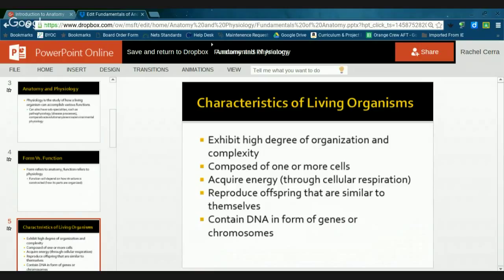So I want to say there's 9 characteristics that all living organisms have in common with one another. If you are living, you kind of go by these 9 characteristics. The first being you exhibit or you show a high degree of organization and complexity. Even a bacteria is more complex than, say, a rock. Now, obviously, a human being is more complex than a bacteria, but overall, in comparison to non-living organisms, living organisms have a higher degree of organization and complexity.